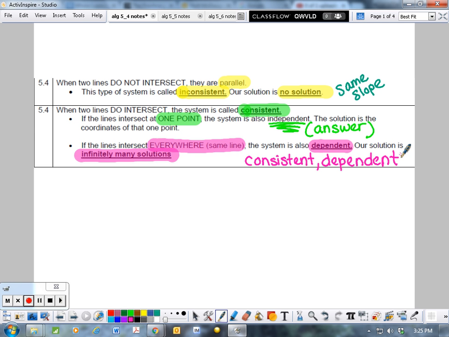When we were solving equations before, we would end up with things like our x's disappearing. If the x's disappear and we have 5 equals 5, that means it's true all the time. No matter what value I plug in, it's true, which means there are many solutions, or infinitely many solutions.